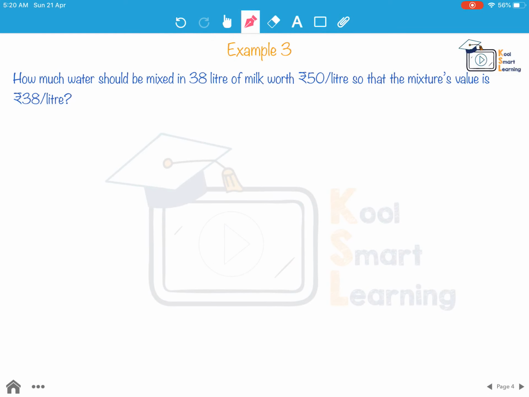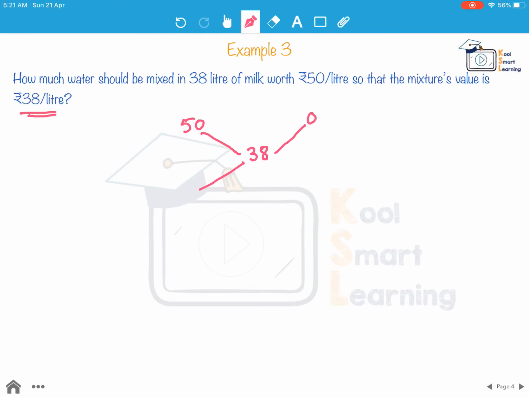Let's move to the next example. How much water should be mixed in 38 liter of milk worth rupees 50 per liter so that the mixture's value becomes 38 per liter? So now again we'll use the alligation rule here. We have milk at 50 rupees per liter and we have water at 0 per liter, which is freely available. So the resultant cost of mixing is 38 per liter.